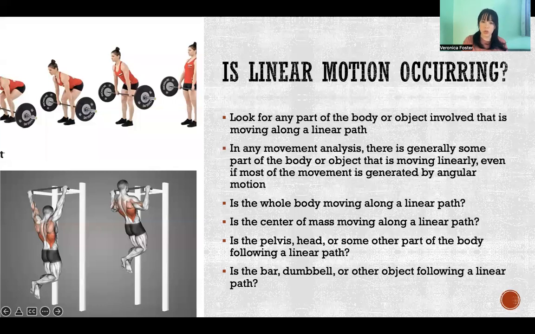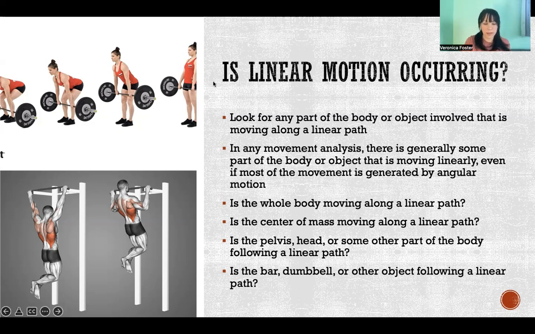Okay, so is linear motion occurring? Look for any part of the body or an object involved in the movement and look for anything that's moving along a linear path. For most movement analysis, like if we're analyzing some kind of exercise or movement, most of it is going to be angular. Most of our joints are moving in an angular path where there's an axis that's fixed, and then the bone is rotating around that fixed axis. So most of the analysis is going to be angular. But in any movement analysis, there will be some linear motion that you can point to.